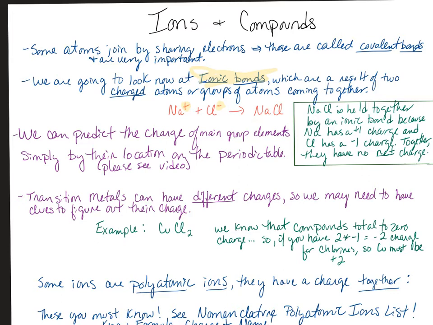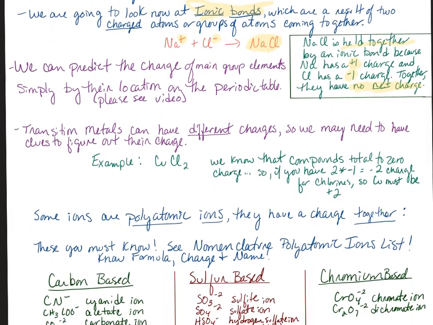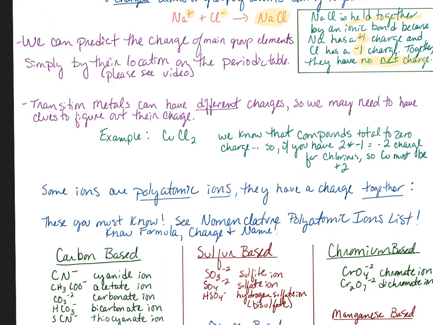But when NaCl comes together, they don't have any charge. So this ionic bond is held together because of charge. One has a positive, one has a negative. But we would say that they have no net charge together. So when you total their charge, it's equal to 0. So we can predict the charge of main group elements simply by knowing their location on the periodic table.